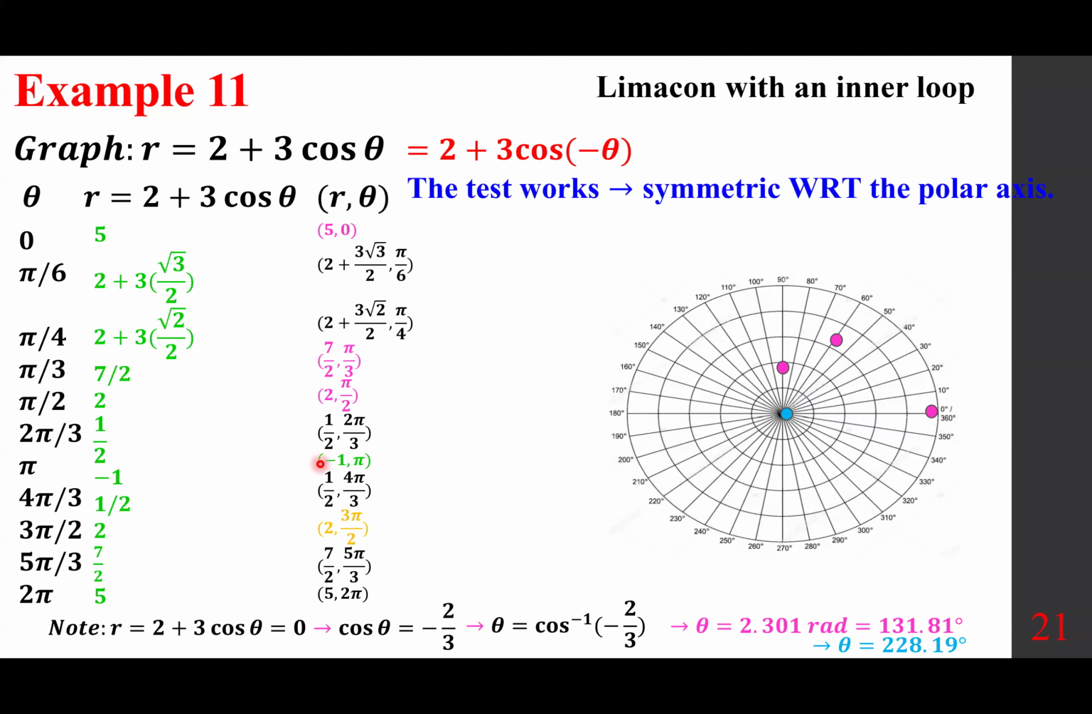Now, here's an interesting one. r equals negative 1 at theta equals pi. Pi is this way, everybody, 180 degrees. If it was positive 1, it would be here. But it's negative 1, so pi takes us to the opposite direction. So it takes us here, everybody. Another easy one is this: 3 pi over 2 means here at the bottom, right? 270 degrees. And then it's 2, so the second circle.